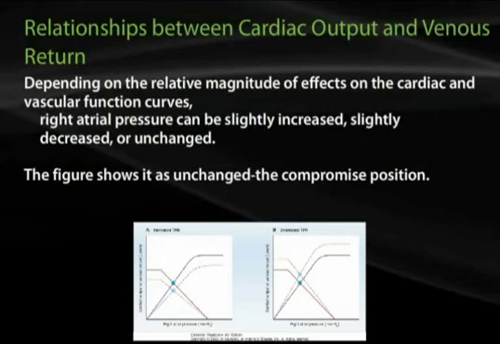Depending on the relative magnitude of the effects on the cardiac and vascular function curve, the right atrial pressure in this situation could be slightly increased, slightly decreased, or unchanged. The figure that we have shows it as unchanged, the compromise position.